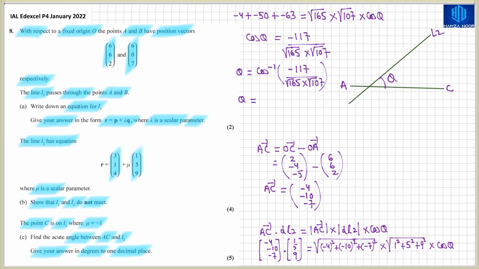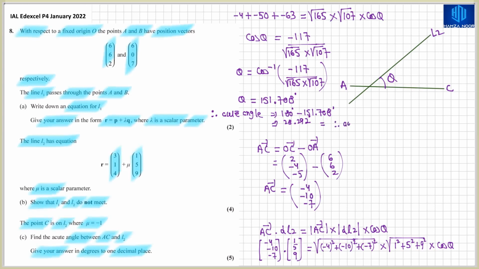So cos inverse of -117 divided by under root 165 times under root of 107 is supposed to be 151.708. So this is basically an obtuse angle, and we need to find the acute angle. Therefore, the acute angle would be 180 minus 151.708 degrees, which is 28.292 degrees, and we need to give our final answer correct to one decimal place.